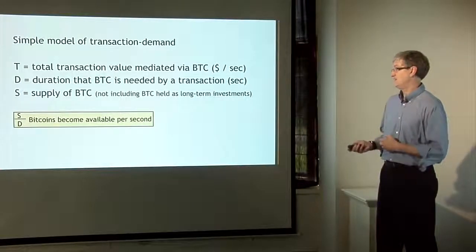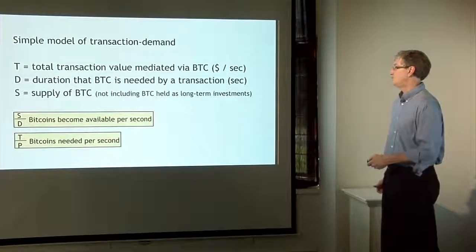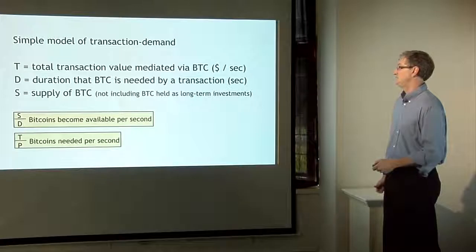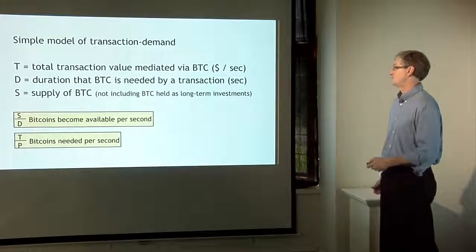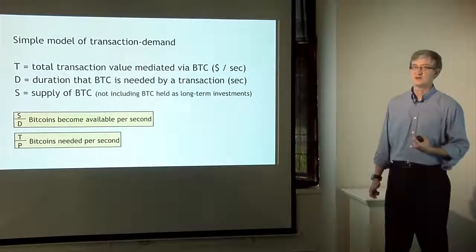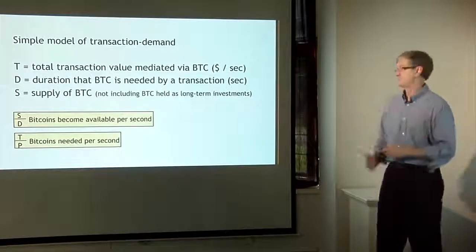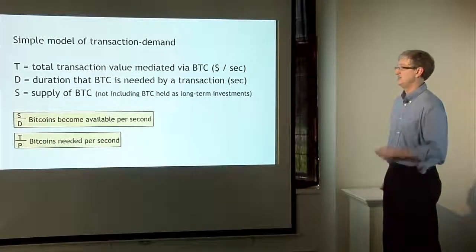That's the supply side. On the demand side, the number of Bitcoins per second that are needed to mediate transactions, well, we have T dollars worth of transactions to mediate. And in order to mediate $1 worth of transaction, we need 1/P Bitcoins. That is, we need to take this T, which is measured in dollars per second, and divide it by the price in dollars per Bitcoin, and the result we get is Bitcoins per second. These are the number of Bitcoins per second that are needed in order to serve all the transactions that people want to serve. Okay, so if you look at a particular second of time, for that second, there's a supply of Bitcoins of S/D, and there is a demand of T/P.